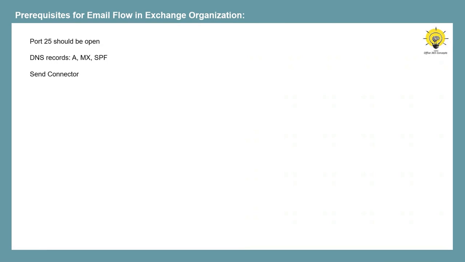And once you have confirmed port 25 is open, you have created DNS records, and you have created outbound connector, you can test the email flow using test connectivity tool. So now let's move to the Exchange server and let me show you practically how to meet all these prerequisites and how to configure external inbound and outbound email flow for your Exchange organization.